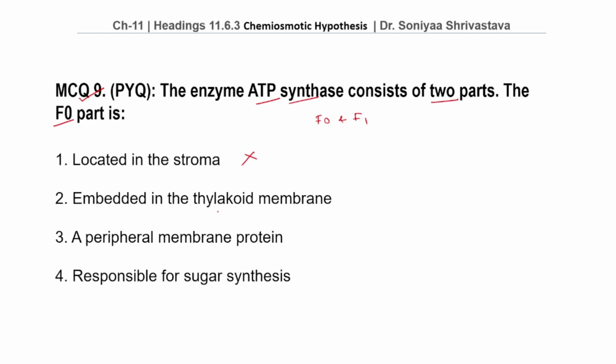Embedded in the thylakoid membrane. Yes, option number 2 is correct. The F0 part is embedded in the thylakoid membrane. Option number 3, a peripheral membrane protein. This describes F1, which is attached to the membrane surface and protrudes into the stroma. So this is also not our option. Responsible for sugar synthesis. Sugar synthesis occurs in the stroma during the Calvin cycle. So this is also the wrong option.